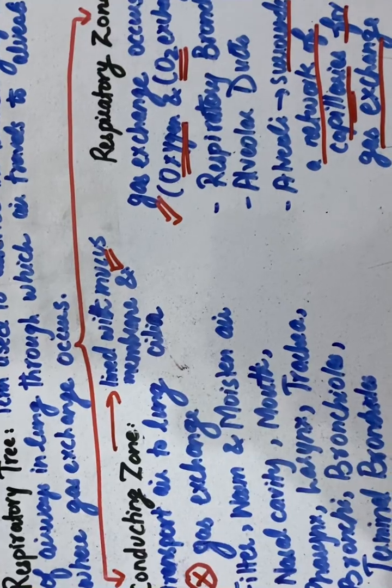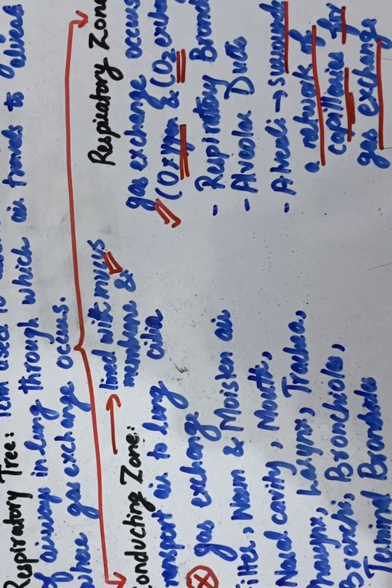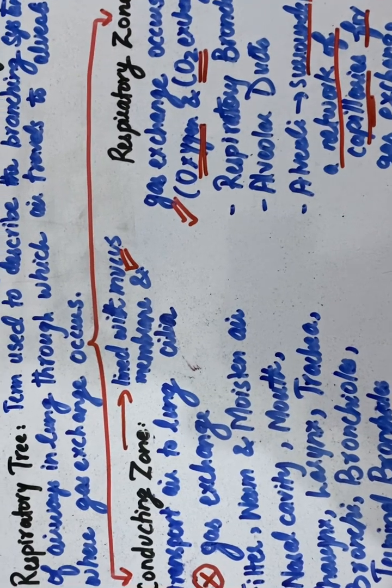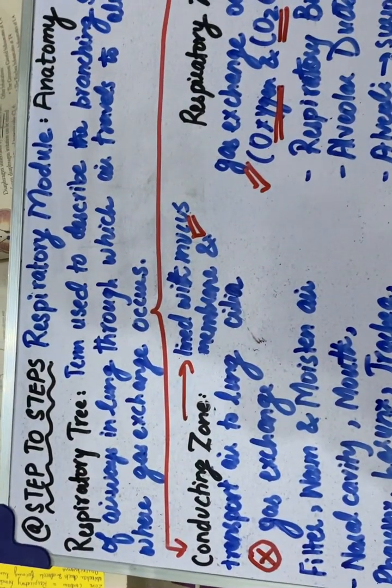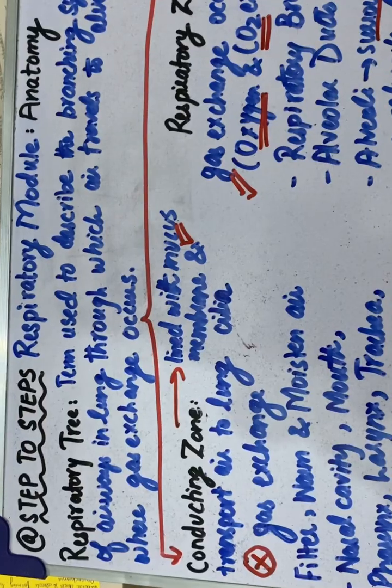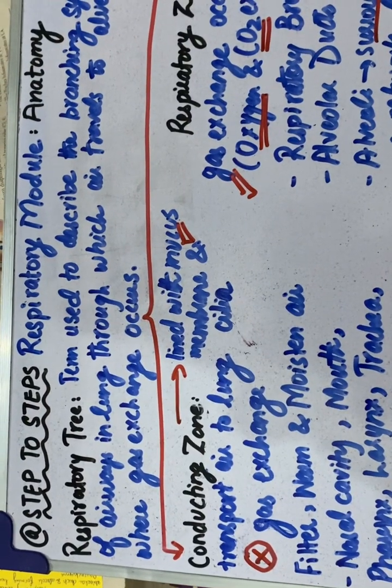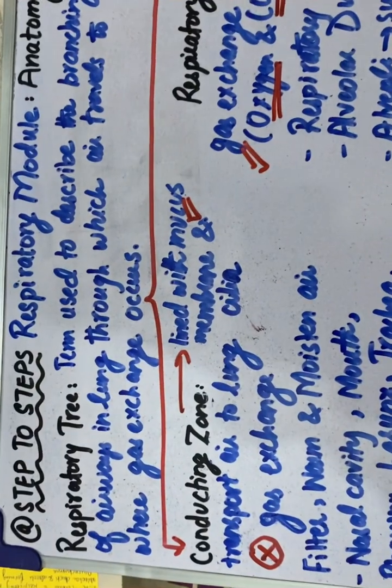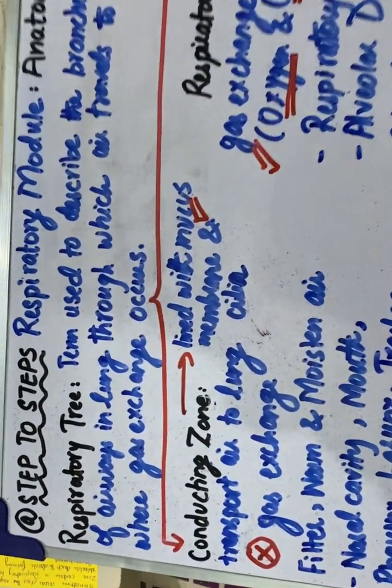So if we talk about the respiratory tree right now, this is the conducting zone. We know that the trachea and the bronchi are the first line of defense against any pathogens we might inhale. Okay, they are the first line of defense. So let's move on now to our FA.